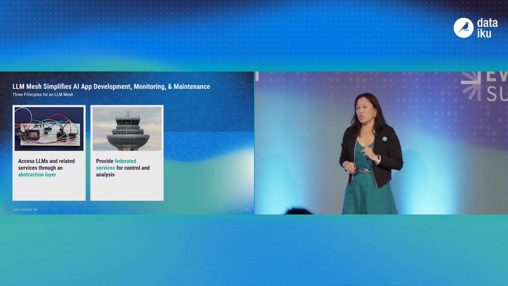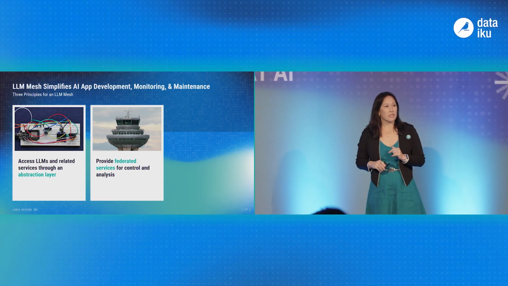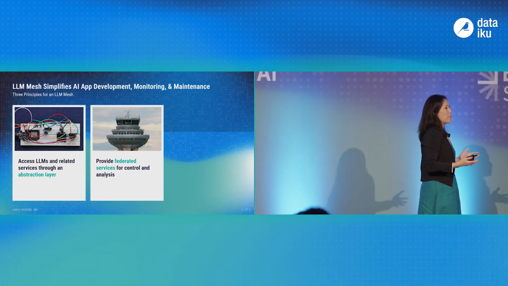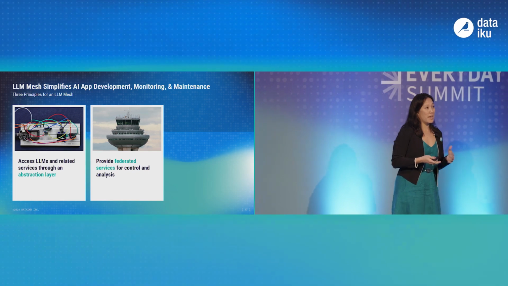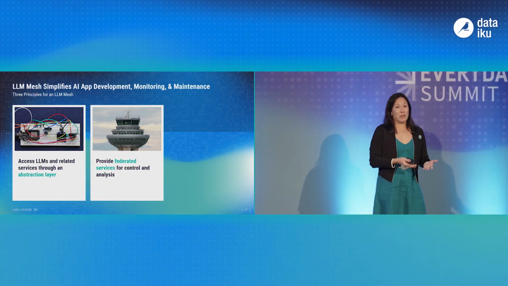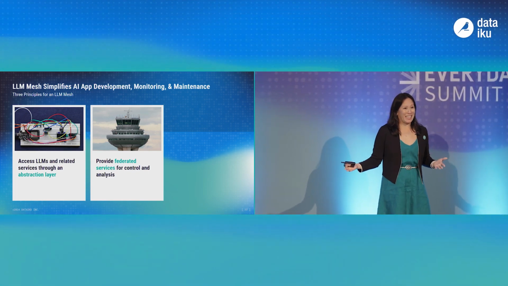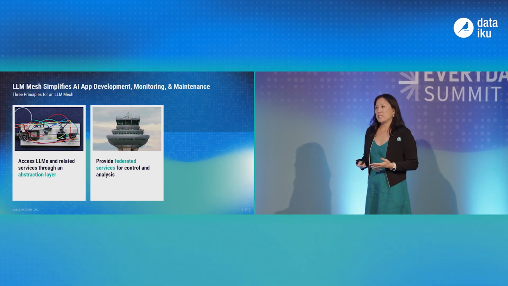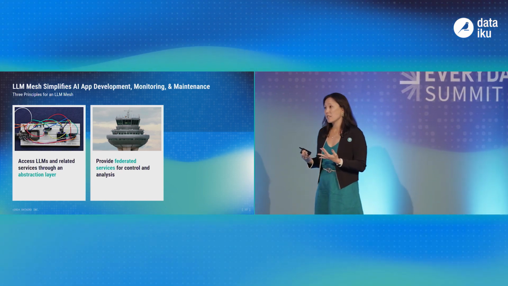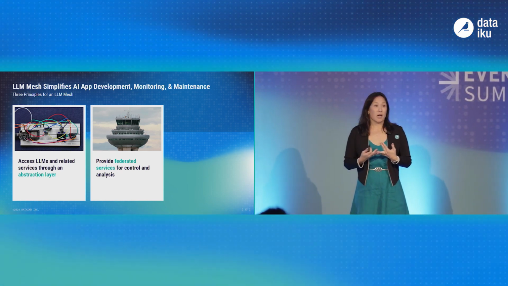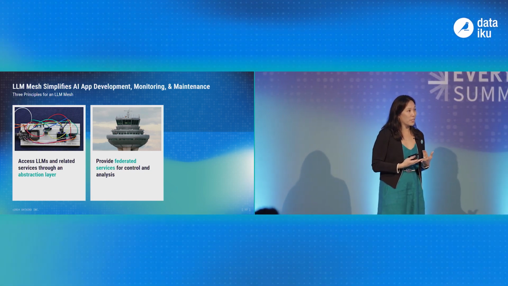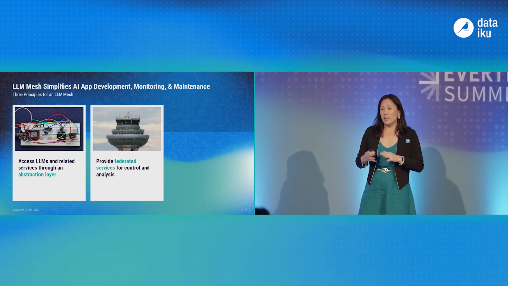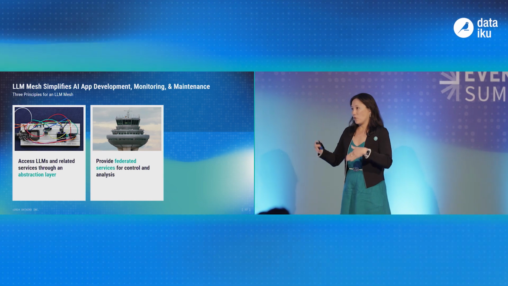Next is Federated Services for control and analysis. Unlike traditional ML, these non-deterministic models are a little bit more unpredictable. You might ask a question that you think is simple, and you use a lot more tokens than you thought. So it's really important that companies can get a hold on things like cost. They can moderate content, make sure there's no toxic content or private information being shared, and all the apps will need to apply these guardrails and controls.